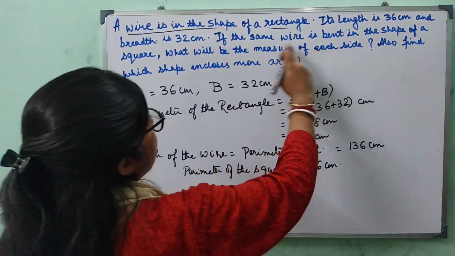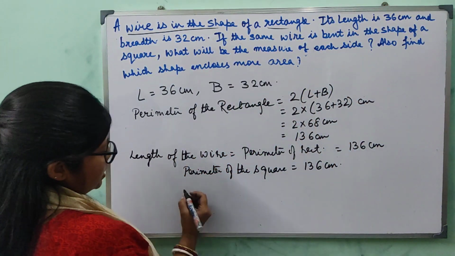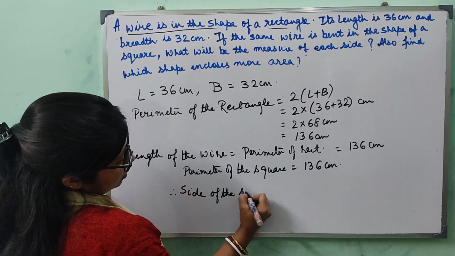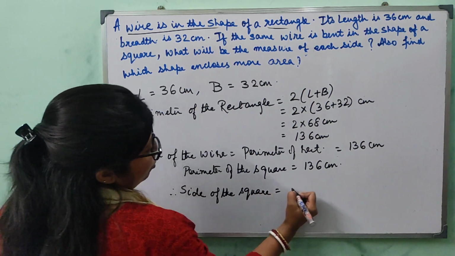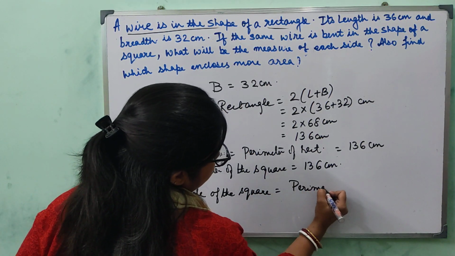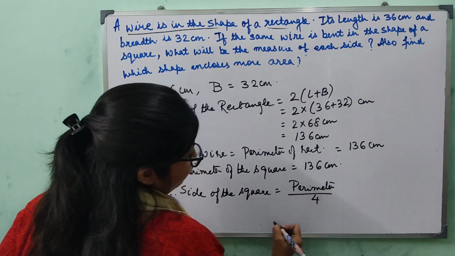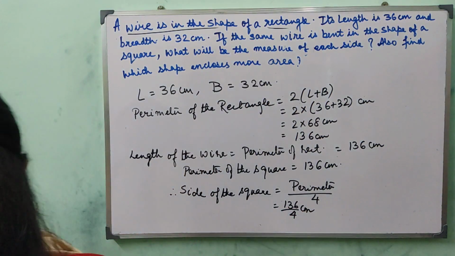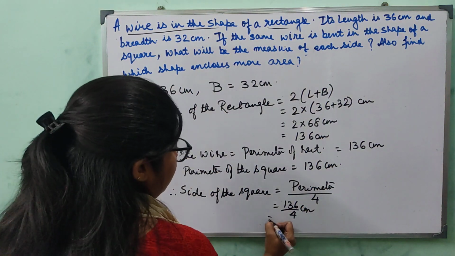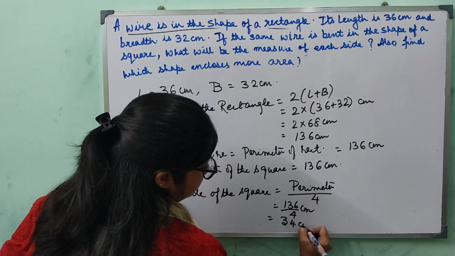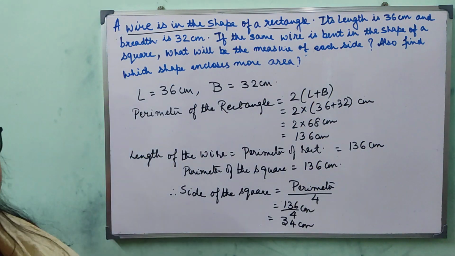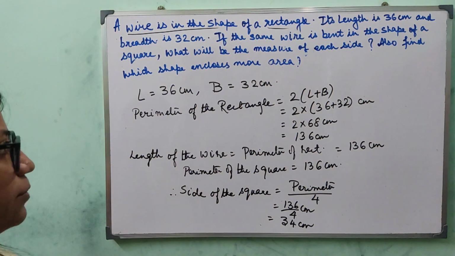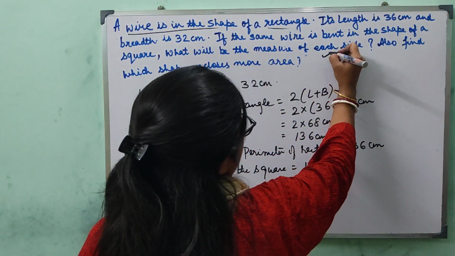So we have to find the measure of each side. So the side of the square will be what? Perimeter by 4. Perimeter divided by 4 is 136 by 4 centimeter, which is equal to 34 centimeter. 34 centimeter is the length of each side of the square. Now till here we have finished the sum.